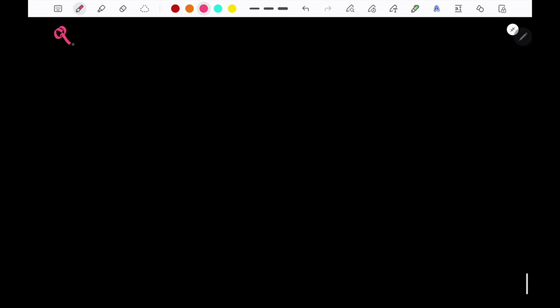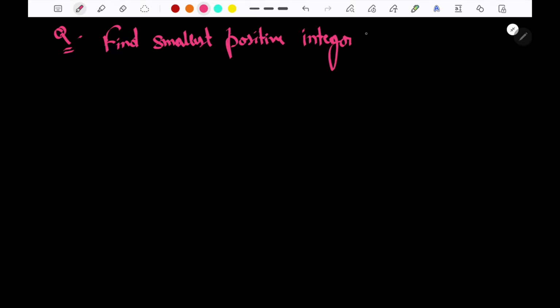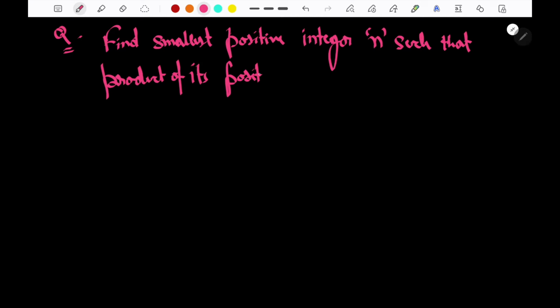The next question says, find the smallest positive integer n such that the product of its positive divisors is n to the power 10. Now how do we proceed?